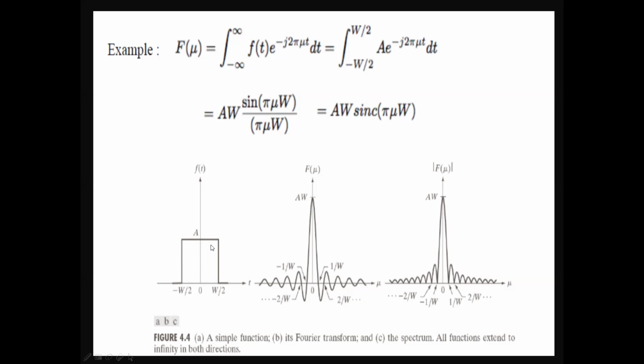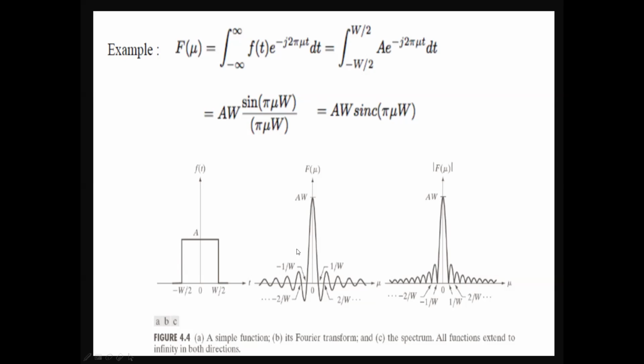For this, the spectrum will be F of mu. If you see the spectrum F of mu in figure B, here you can see AW is the width of this spectrum F of mu. The spectrum of all functions extended to infinity in both directions will be represented in the second, that is figure C. And simply its Fourier transform is represented in the middle figure. Both are the same, but only all frequency components are introduced in the last figure.